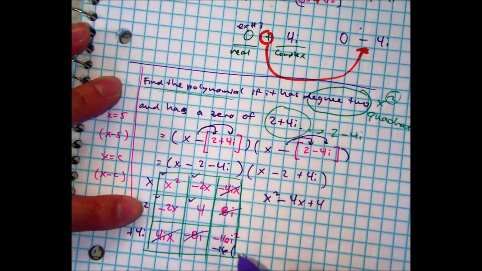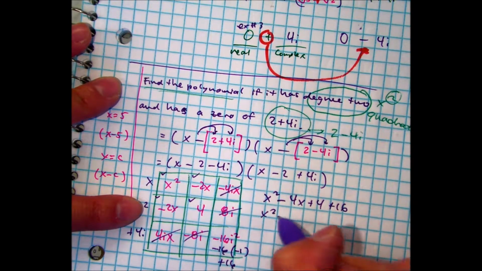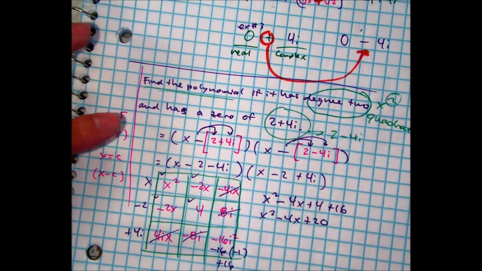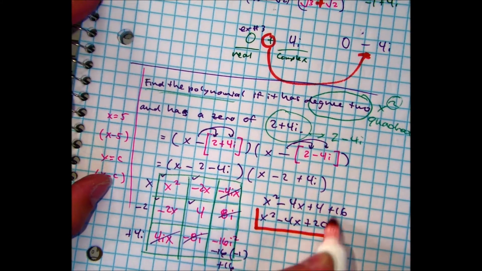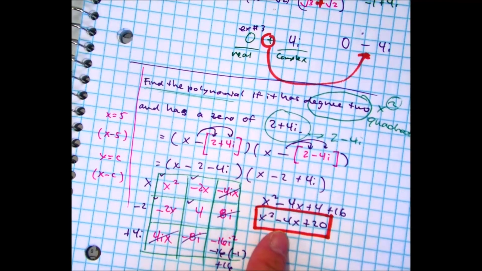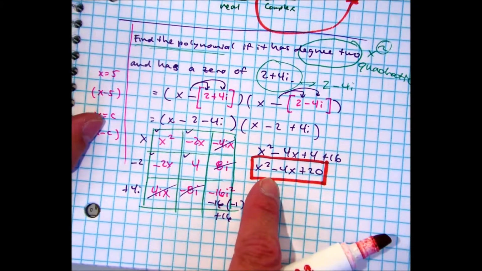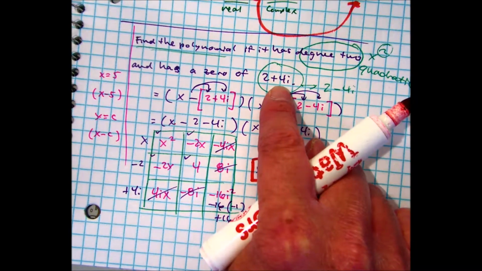i squared is negative 1, so negative 16 times negative 1 is positive 16. So therefore I have x squared minus 4x plus 20. Now this standard form should make sense to us because you can't factor that, right? You would have to get complex. If you did quadratic formula, does that make sense? If you did the quadratic formula, you would get this as your solution.